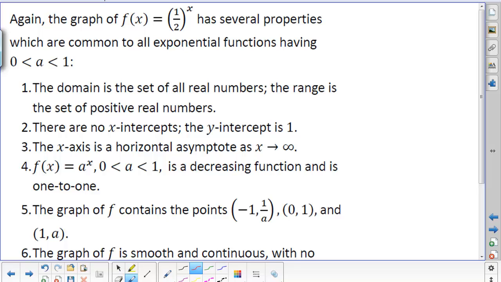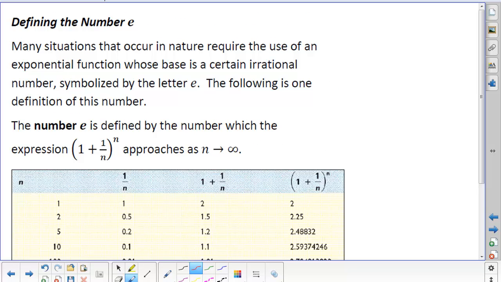Okay. Again, there's some notes here about some properties of that function. I would say really don't worry about those.